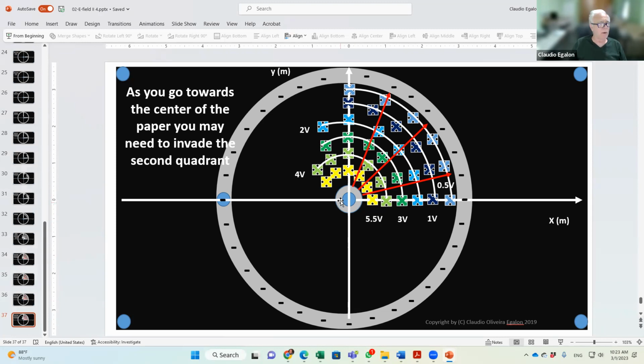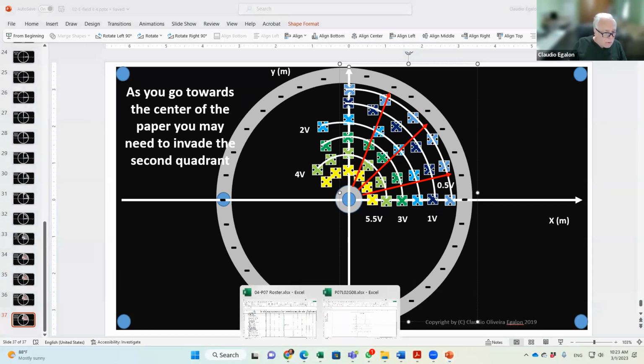Do you see the pattern? It happens for every charge distribution. The electric field starts on the positive charge and ends on the negative charge. The only thing that changes is the format of this line. Okay.